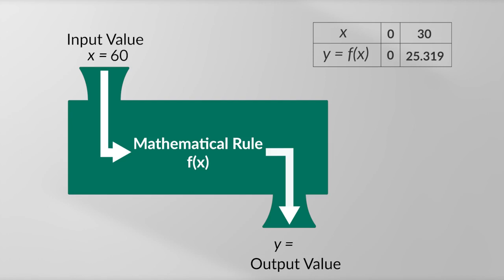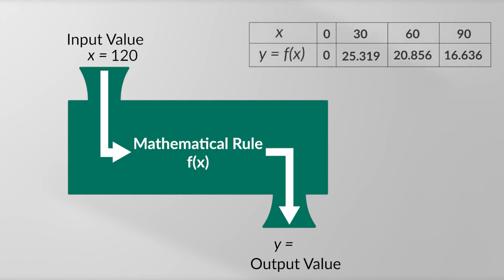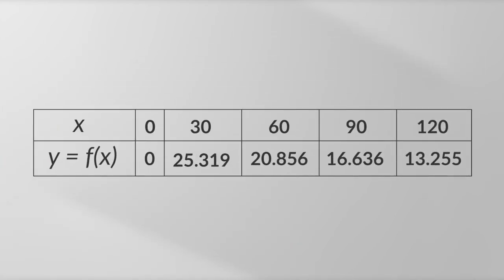Now let's put 60 into the function, and out comes 20.856. Let's try a few more numbers. Put 90 into the function, and out comes 16.636. And now let's put 120 into the function, and we get 13.255. This function is f of x. Let's look at some of its properties.